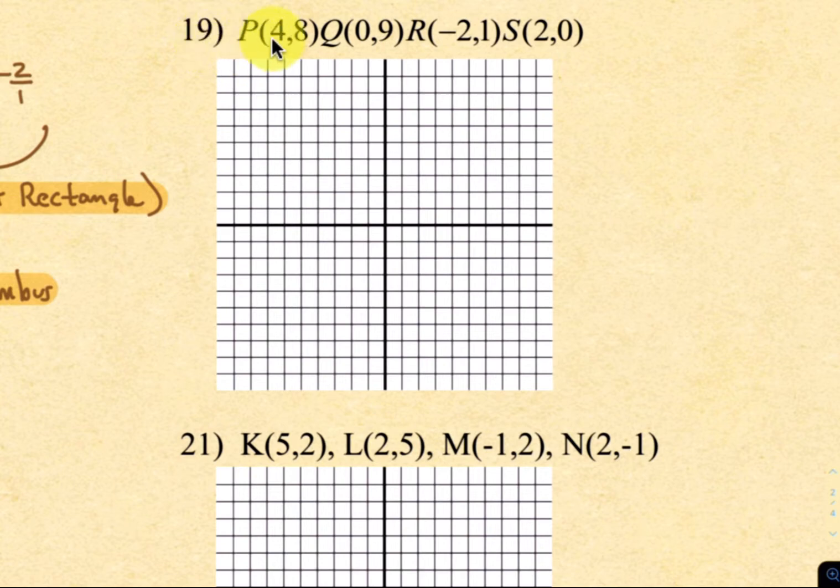Alright, for number 19, we have points P, Q, R, and S with these points given. Let's go ahead and plot these points. Alright, so P is at (4,8), Q is at (0,9), R is at (-2,1), and S is at (2,0), and I went ahead and drew the diagonals as well. Alright, this looks like it could be a rectangle, but let's prove it.